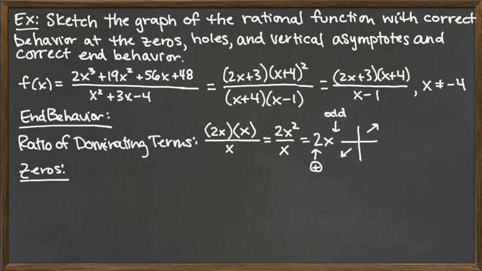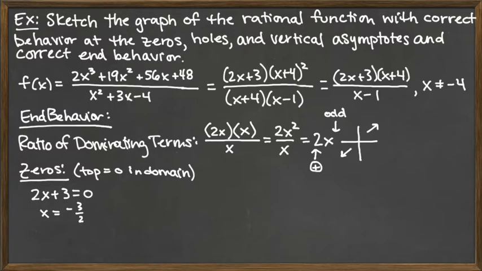So zeros would be anywhere the top is equal to 0 within the domain. So top equal to 0 in domain. And I have to specify in domain because when we're looking at the two factors that are on the top, one of those gives us a 0 that's not an actual 0 because it's not in the domain. So let's see how this plays out. Zeros are going to be where the top is equal to 0, so we'll set the two factors equal to 0 and solve. So that first factor, 2x plus 3 equal to 0, gives us x equals negative 3/2. If we subtract the 3 over, divide by 2, and that is in the domain.